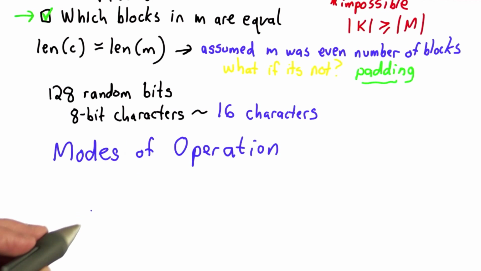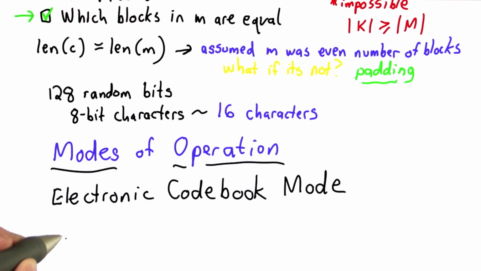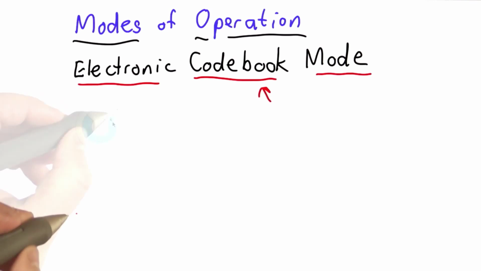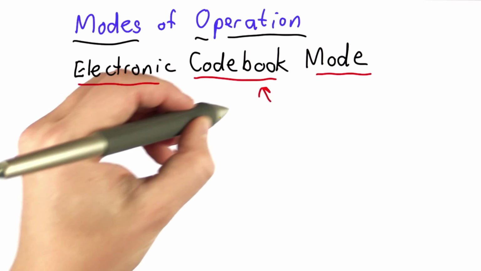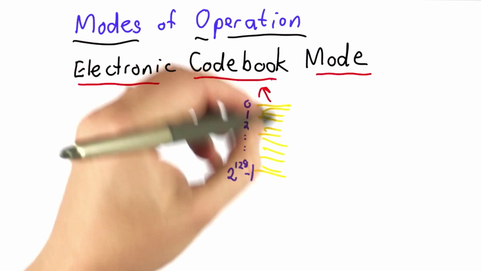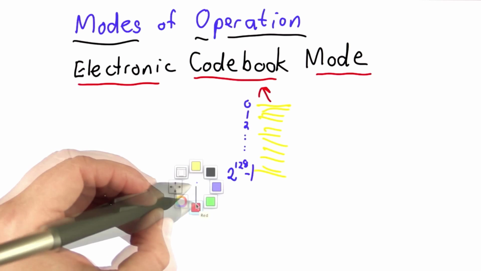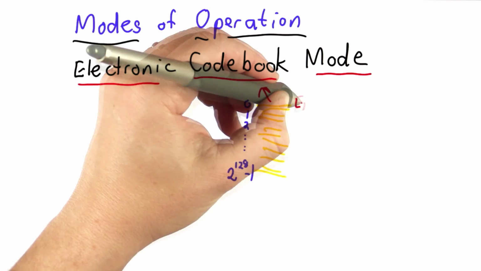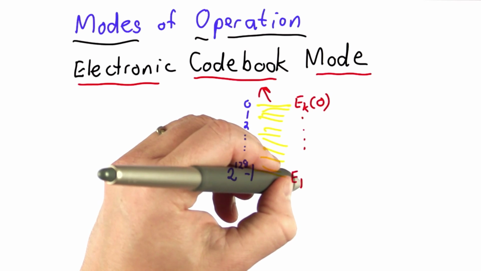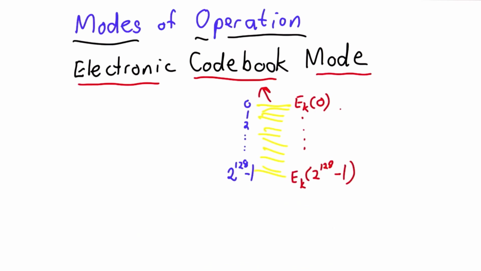Ways of using ciphers like this are called modes of operation. The one that I just described is known as electronic codebook mode. And the reason for that is you can think of having a book that for each input message, 128 bits of input, there are 2 to the 128 minus 1 inputs, you would be able to look up the value of encrypting that message. So you could have a code book that gives you for each input the 128-bit output that corresponds to that input.